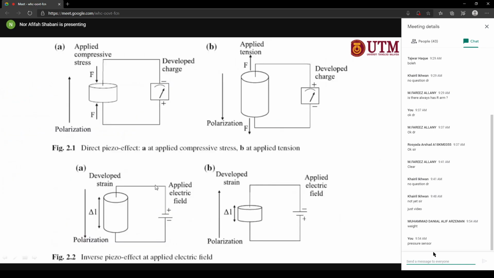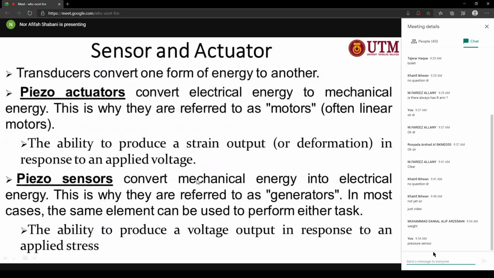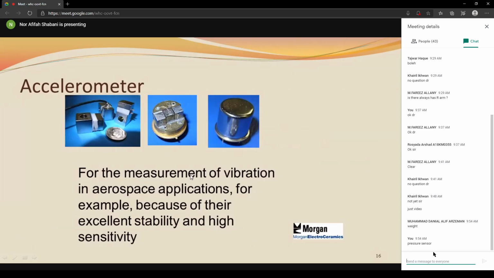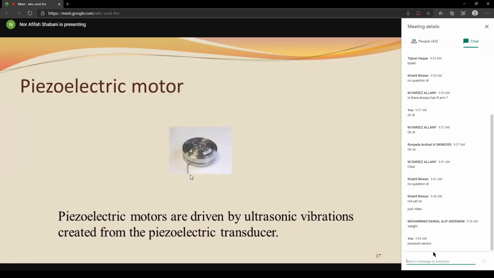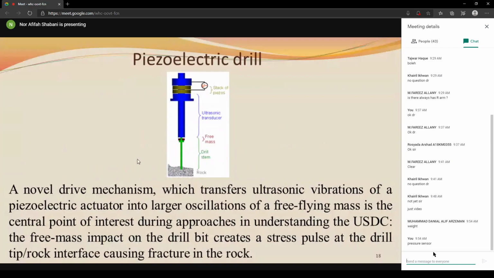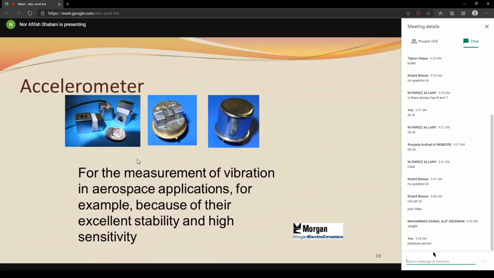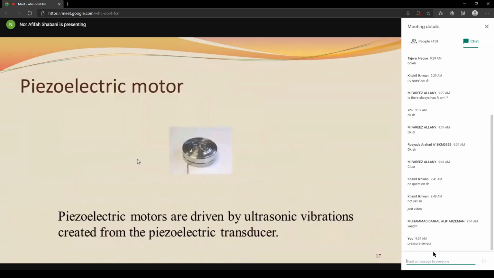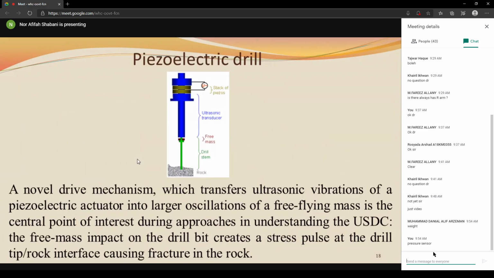This is the direct and converse effect. Like I mentioned before, the good thing about the piezo is that you can use it as an actuator and also as a sensor. There are other applications that you can read by yourself. So the piezoelectric topic is only theoretical.